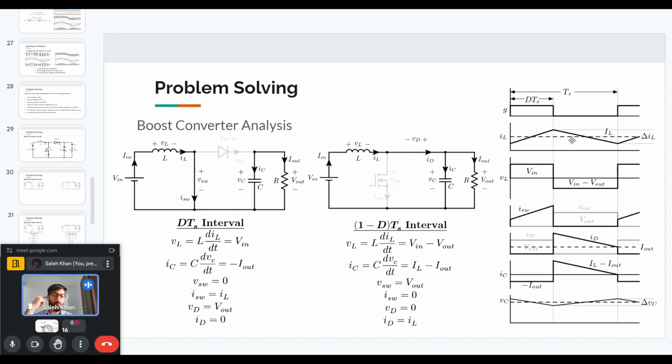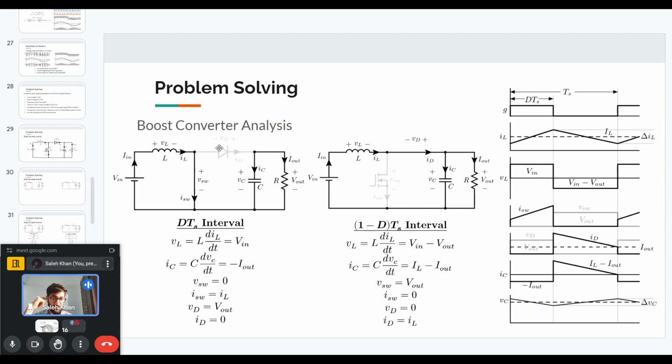Then we can also see the waveforms of the switch, how the switch current looks like and how the switch voltage looks like. And if we see, when the main switch is off, the voltage that is across the control switch is the output voltage. If you see the voltage loop on the right side of the circuit, you can see that V switch is equal to V out.